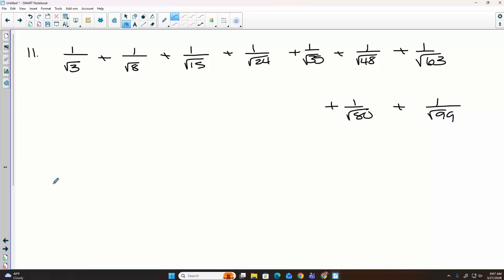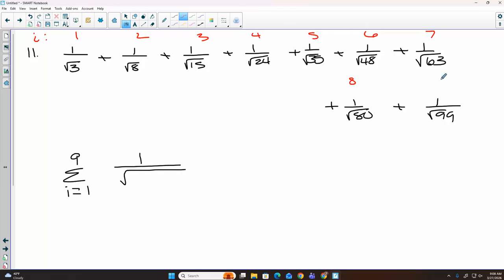So we need a sum. We add from 1 to what? How many terms do we have? 9. Okay, they are all similar in that they have 1 over a square root of something. So now we need a formula for that something. I is the term number. So this is a 1, 2, 3, 4, 5, 6, 7, 8, and 9. All right, I need to figure out how I can use that number to get this one.